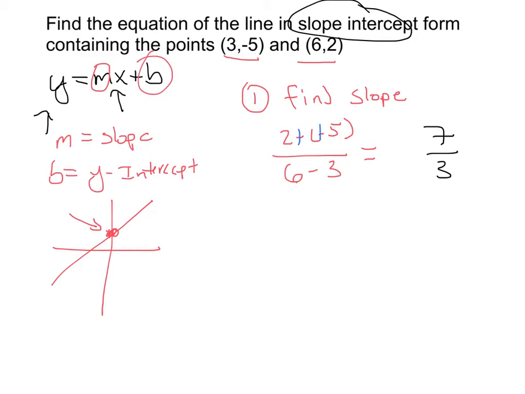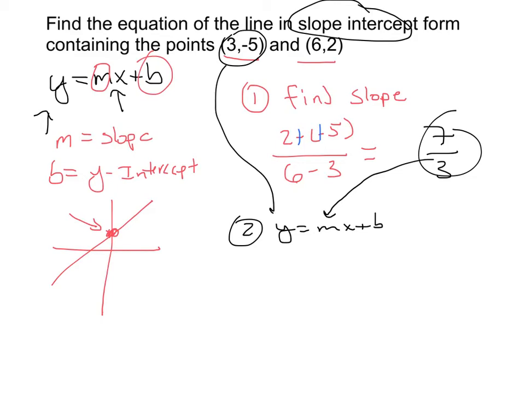Given the fact that the slope is 7/3, and we know now that if I take y = mx + b, I have my slope. And I could take any one of these points and plug values in for y and x. And now, hey, I can find my y-intercept. Okay? So let's go ahead and use this.